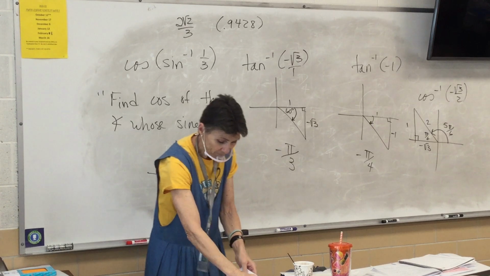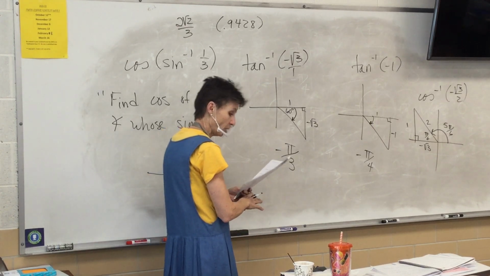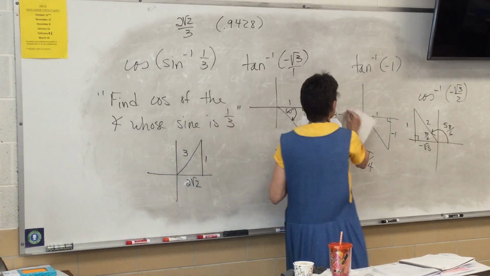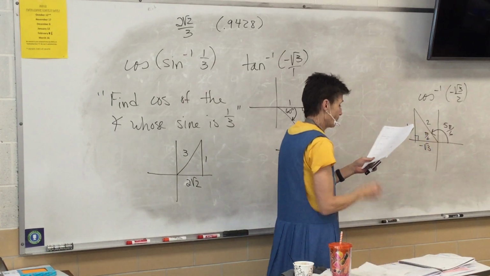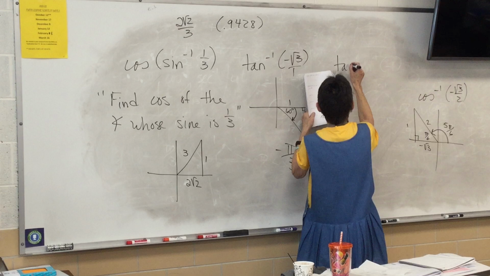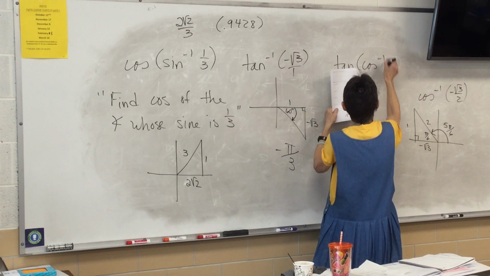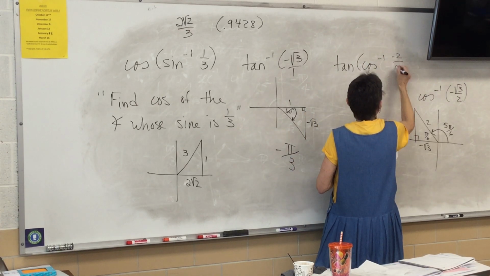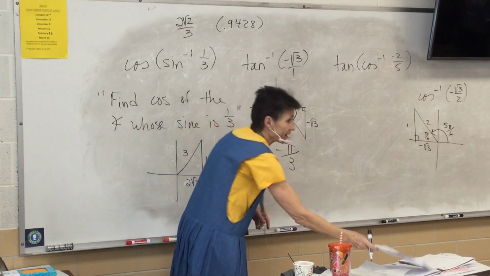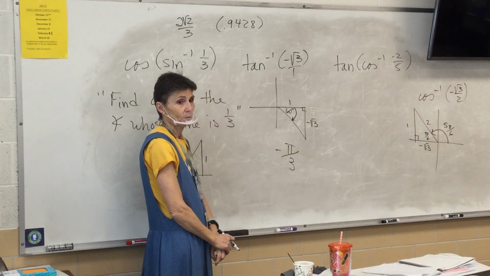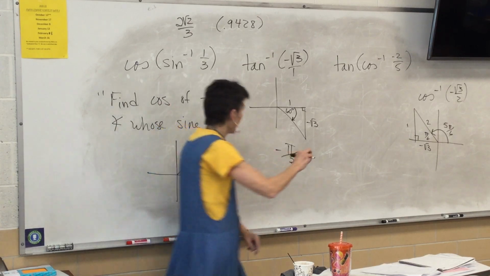All right, we're gonna finish this last problem, guys. Hang on, you've been really good so far. Let's get this last one done. We're finding the tangent of the angle whose cosine is -2/5. And we're doing it without a calculator. What? Quadrant 2. Quadrant 2.